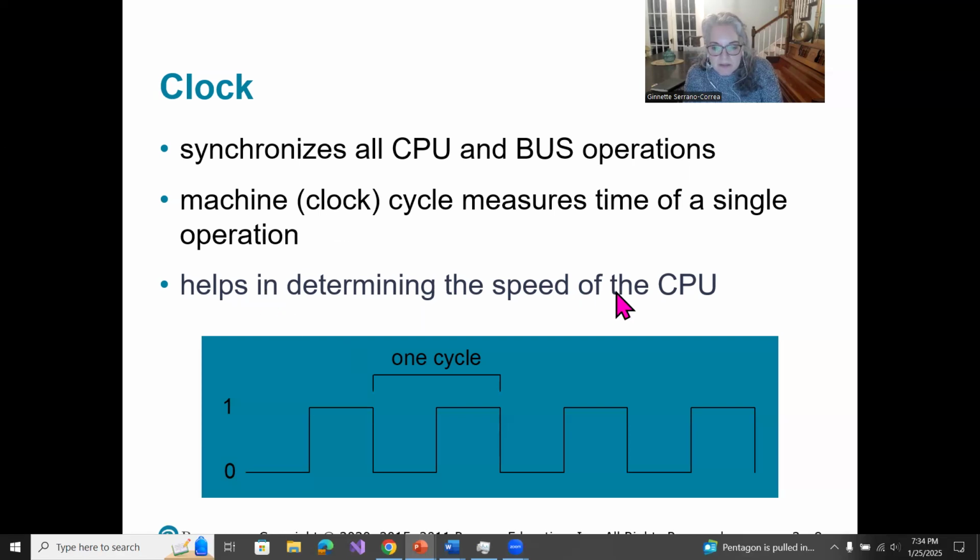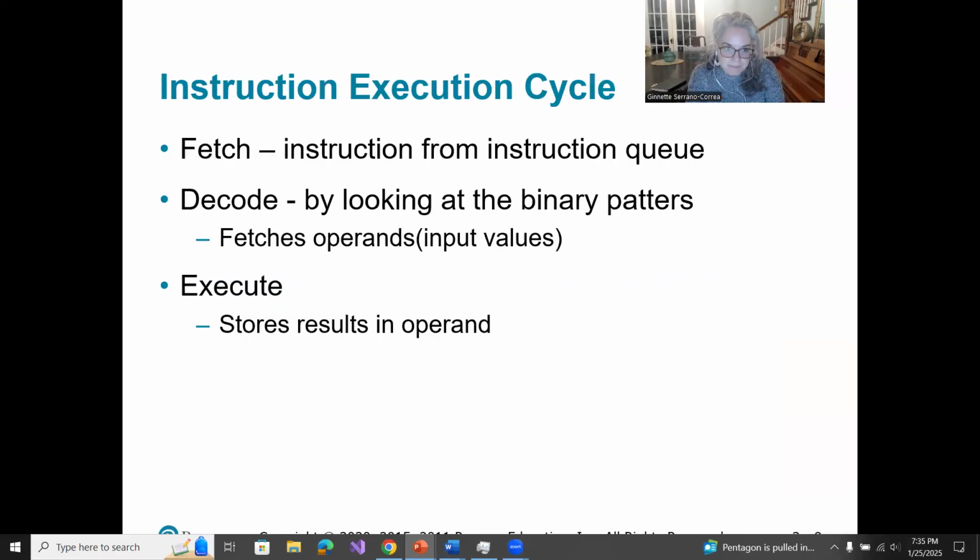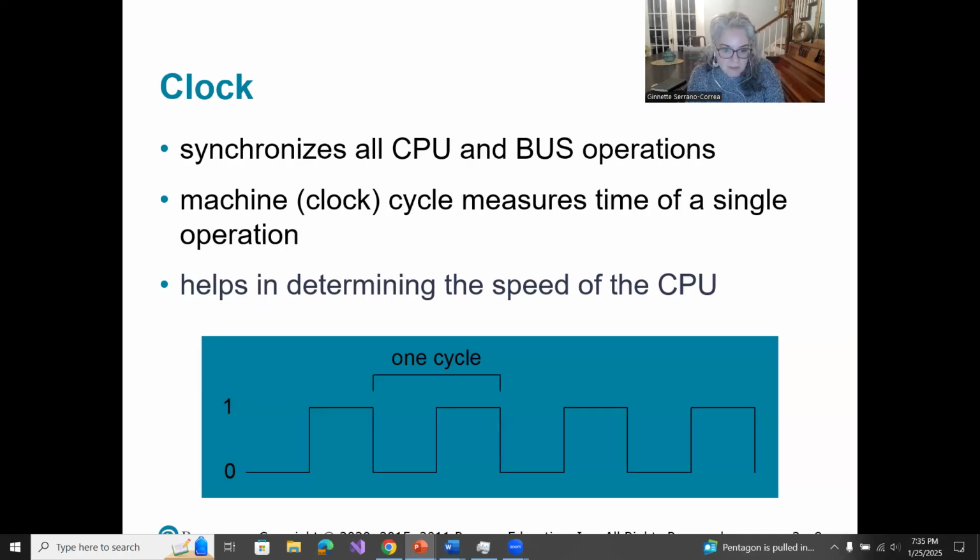Clock helps in determining the speed of the CPU. We'll look at that in a second here. I think that's the last slide of that. Okay, so a few more things about the clock.